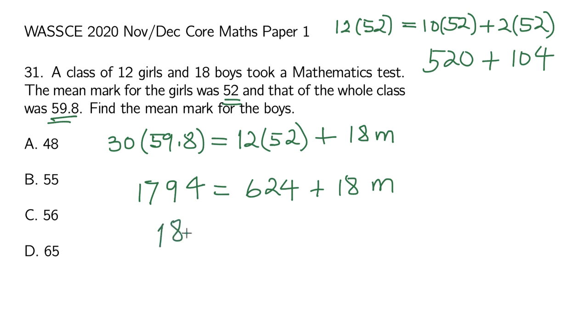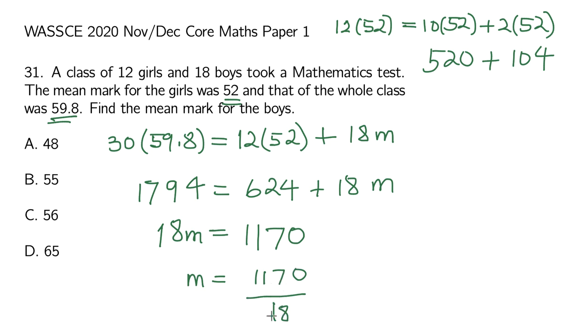So using this, we can now write 18m equals 1794 minus 624. What does that give us? Well, subtracting, we get 1170. So m is going to be equal to 1170 over 18. Again, we can use our calculator, but let's try to do it by hand.